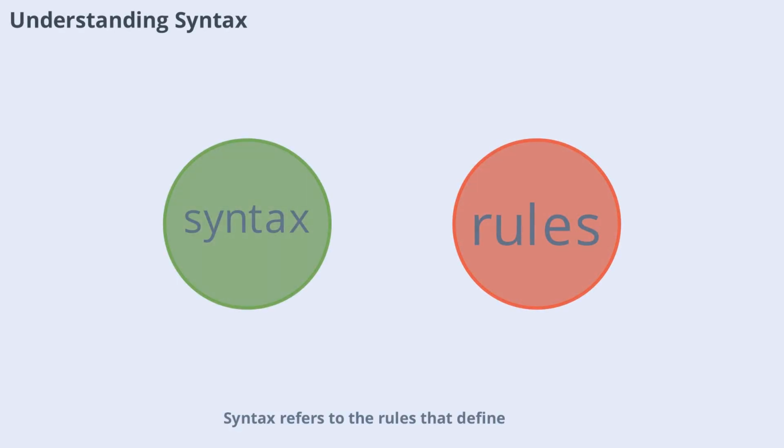Syntax refers to the rules that define how you write code in a particular language. Just like grammar in spoken language, syntax ensures that your instructions make sense to the computer. If you make a mistake, the computer won't understand your code and will show an error. In this scene, we'll look at some common syntax rules in Python and how to avoid typical mistakes. Mastering syntax is key to writing programs that work as intended.